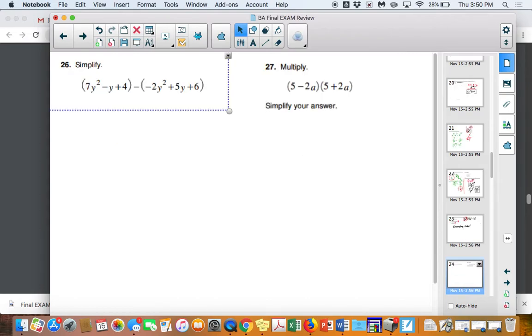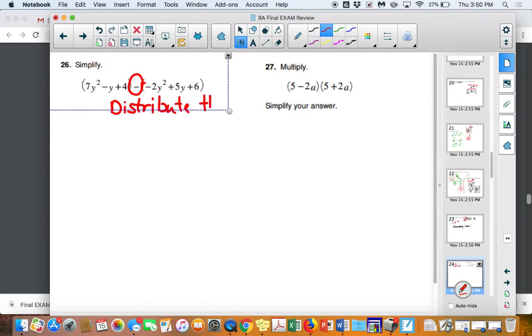Okay, so this thing says simplify. When you see these problems, the best order of business is to always let your eyes go right there in between the parentheses every time, because that's going to let you know what to do. This is a subtraction problem, which means we have to distribute the negative. If you don't distribute the negative, your answer is not going to work.